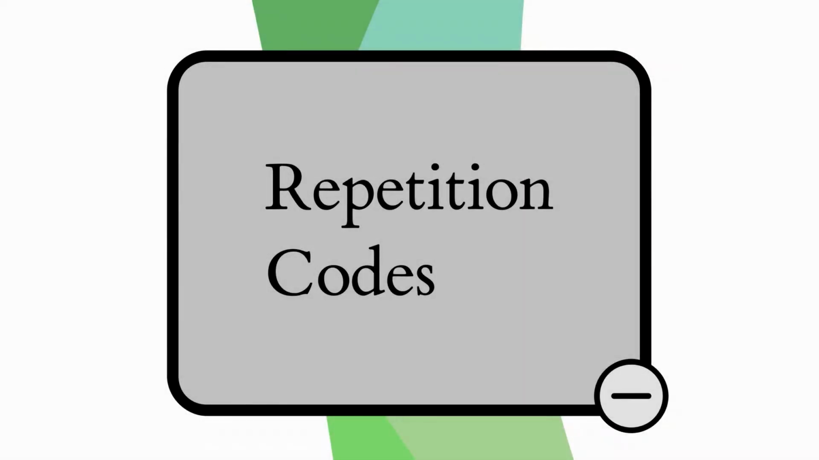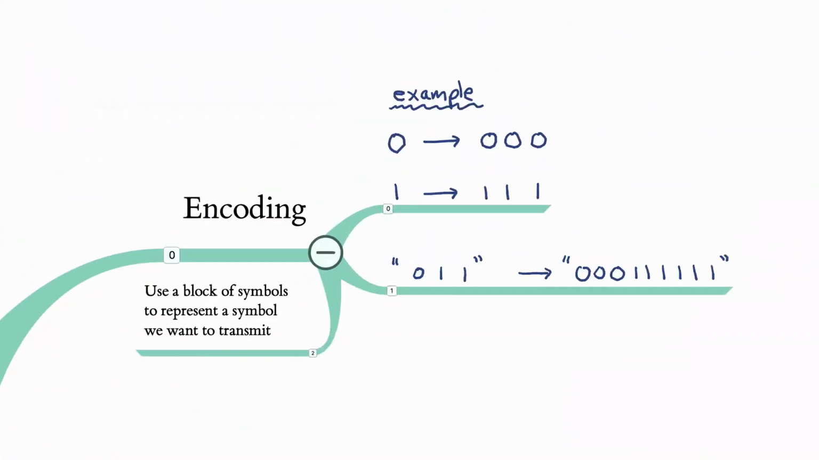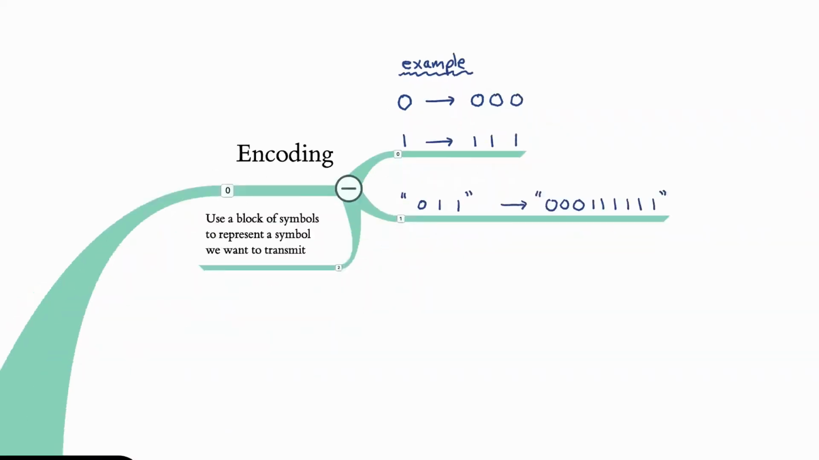In this episode, we'll look at repetition codes to mitigate the effect of a noisy channel. So a repetition code is simply an encoding where you use a block of symbols to represent the symbol that you want to transmit. In the example we'll be carrying through, we will take a 0 and encode it as 3 zeros, and then take a 1 and encode it as 3 ones. So the string 011 will get encoded into 3 zeros, 3 ones, followed by 3 ones. So it's a simple code.